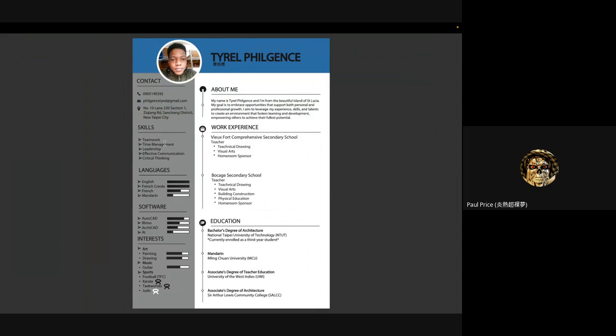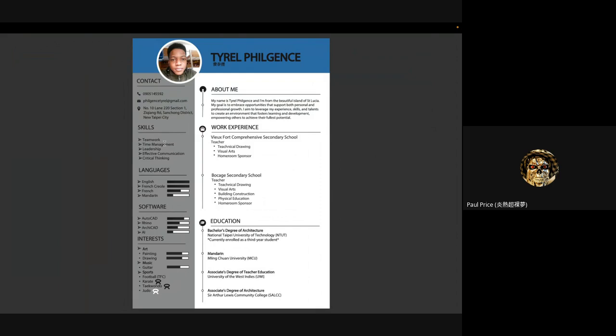I'm a third-year architecture student, and obviously doing architecture, we need to use a lot of drawing programs. These are some of the drawing programs that I use: AutoCAD, Rhino, Archicad, and of course AI. We still use AI in architecture, I think.